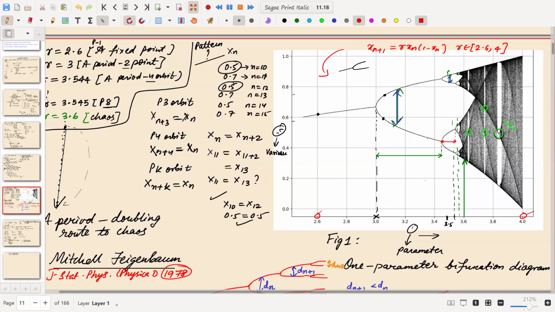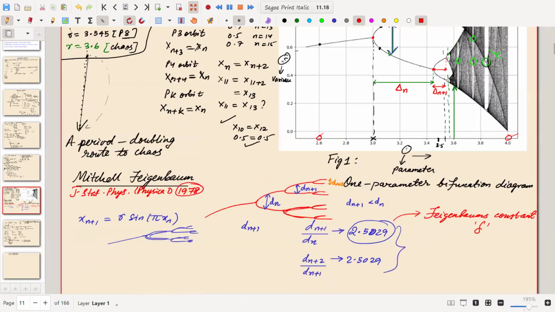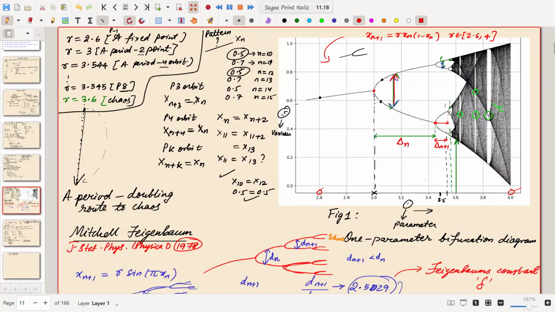What he found also is, if you take this delta n, from this point to the next point it doubled, and this will be known as delta n plus 1. Then that also has a pattern. Observe that this distance we are considering is in the y vertical axis, and this distance is in the x horizontal axis. In the y-axis we saw a pattern: delta n plus 1 by delta n is 2.5029.